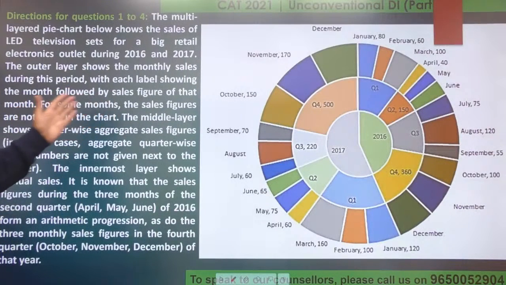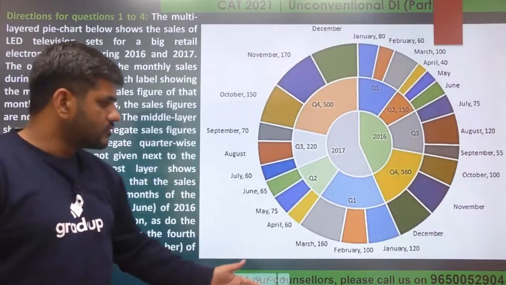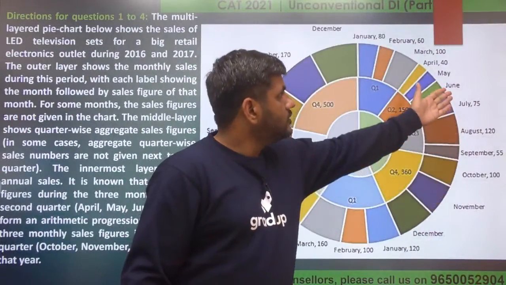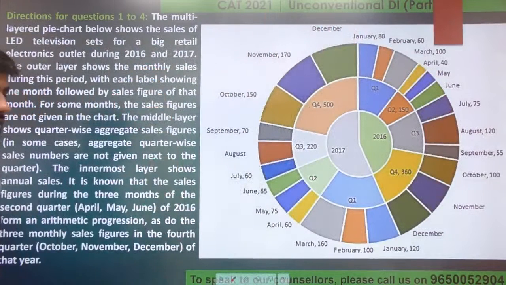For some months the sales figures are not given. For example, I do not have this figure for December, November, June, May. So some of the figures are not given.